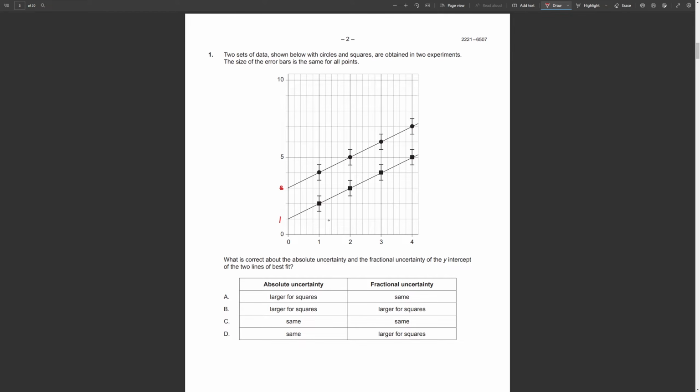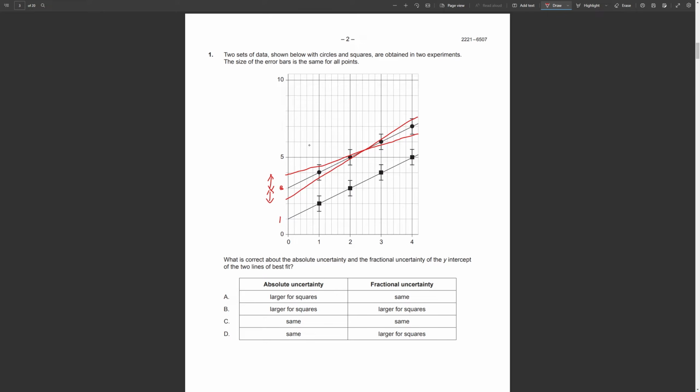How do we get the absolute uncertainty of the y-intercept? It is done by creating worst fit lines within the error bars. We can get the least steep one like this one, making sure it passes through all the error bars. The worst fit line of the steepest one should be like this one. It is still within all the error bars. The absolute uncertainty will therefore be here.